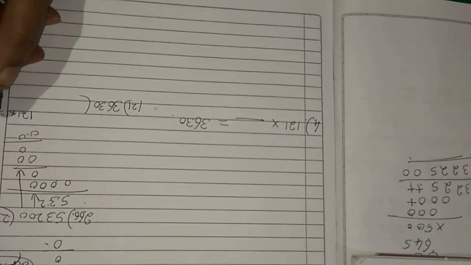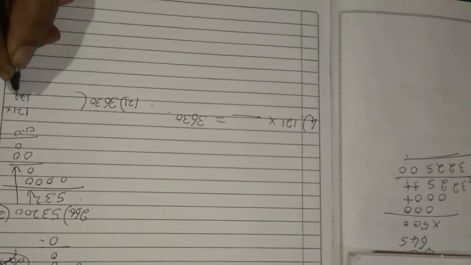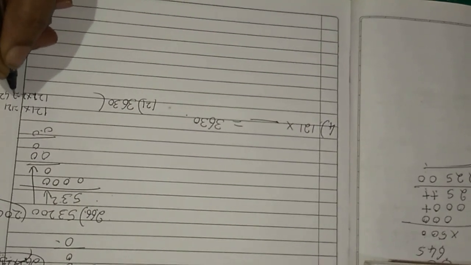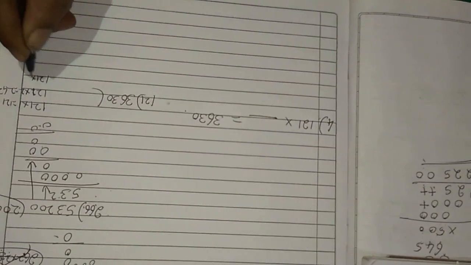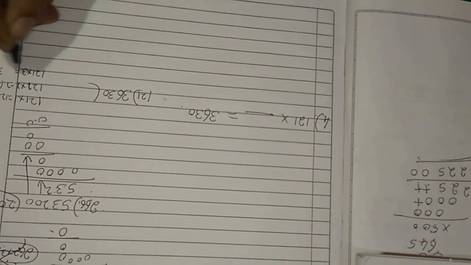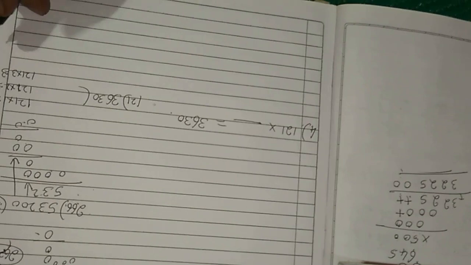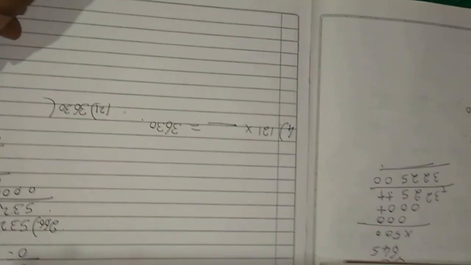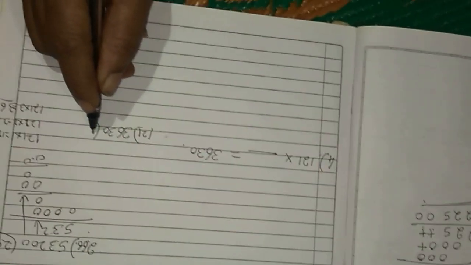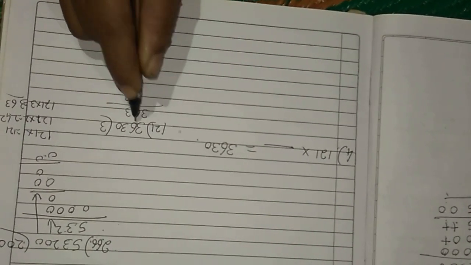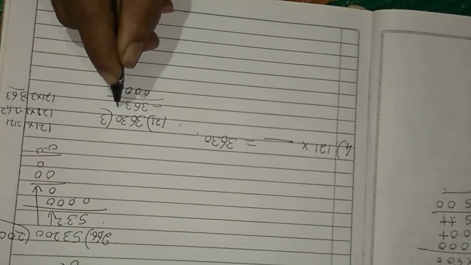121 ones are 121. 121 twos are 2 ones are 2, 2 twos are 4, 242. 121 threes are 3 ones are 3, 3 twos are 6, 3 ones are 3. Okay, children. So 121 threes are how much? 363. So 363. So 0, 0. Now take 0.